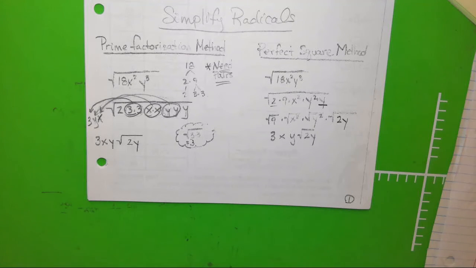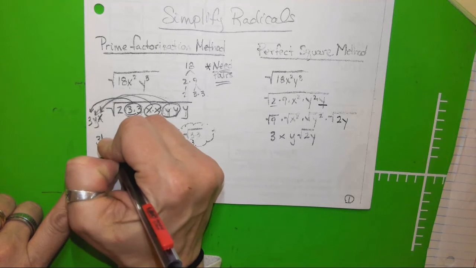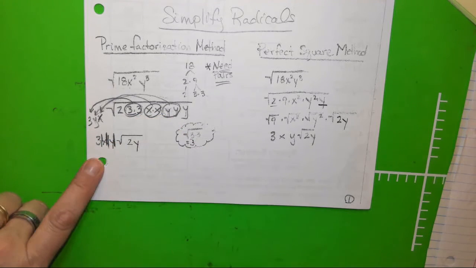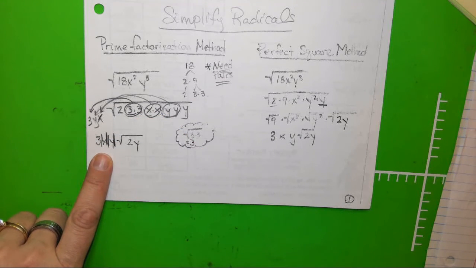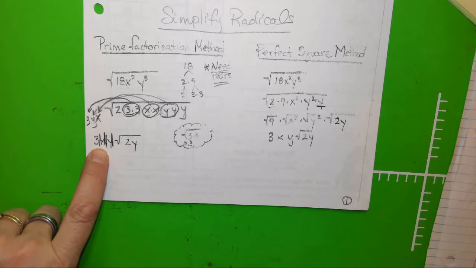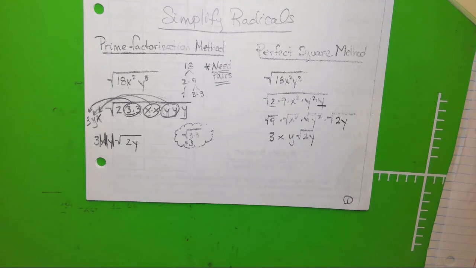Now, can you have a number come out of a radical and be negative? No. So in Algebra 2, we force this need of putting absolute value marks around those variables to force them to be positive. So we would have 3 absolute value of x, absolute value of y, times the square root of 2y.